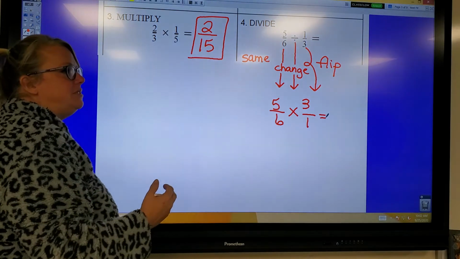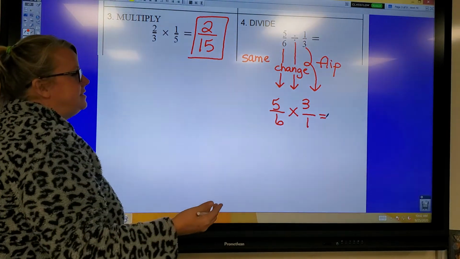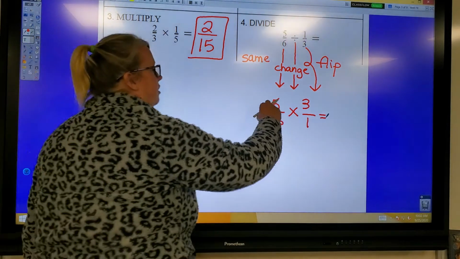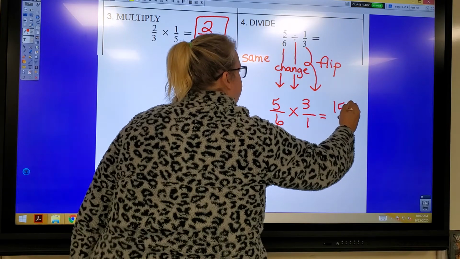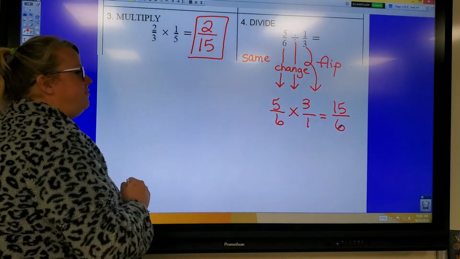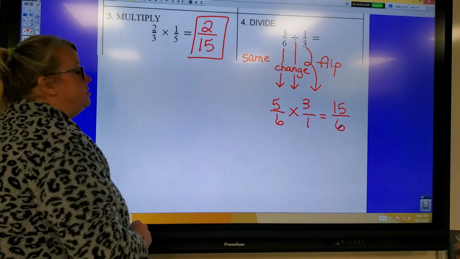Now you have two options here in this problem. You could cross reduce if you want to, but in class it seemed that most people did not like cross reducing. So I'm just going to multiply straight across. 5 times 3 is 15. 6 times 1 is 6. And I am left with 15 over 6, which is improper, so I definitely need to simplify.